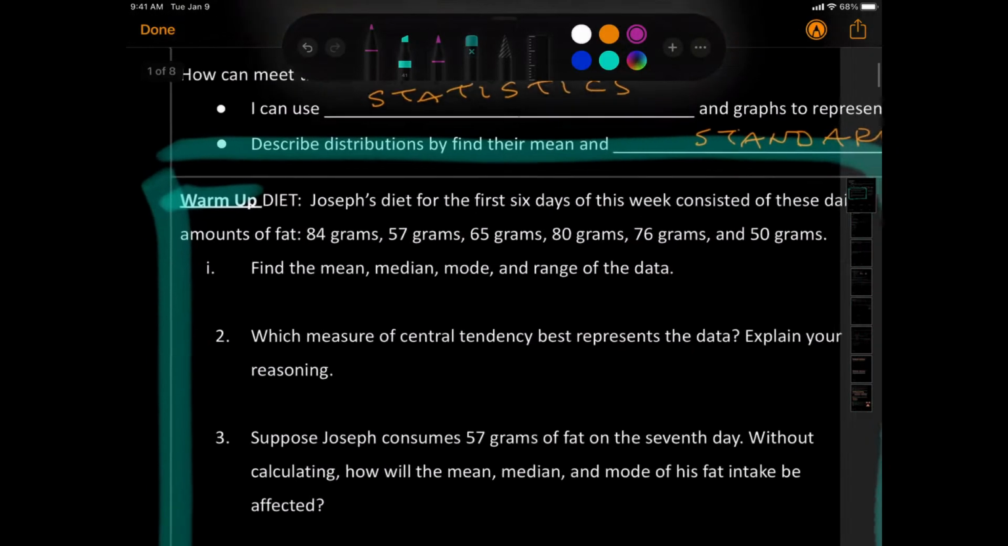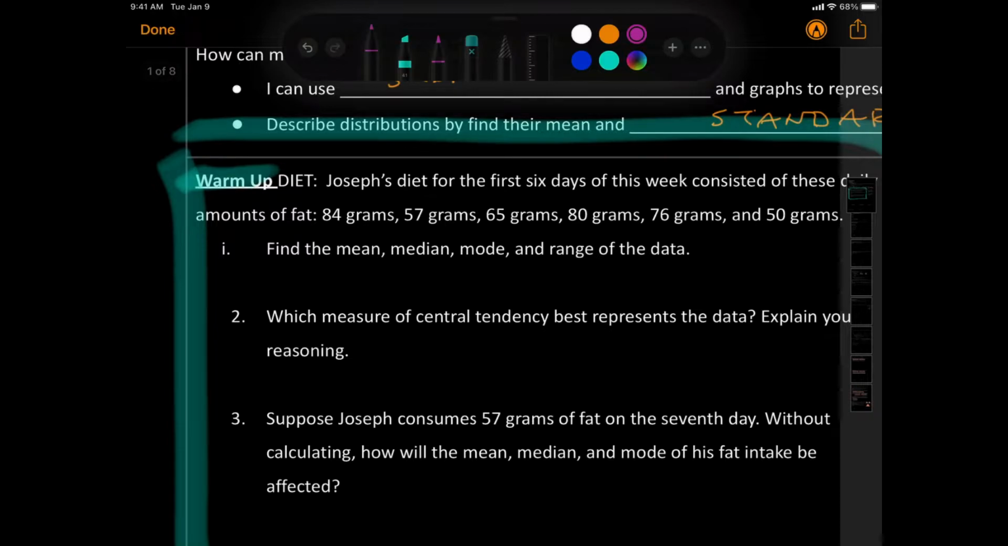So the first thing I'm going to do with this one is I'm going to put my data in order. So I have 50, 57, then notice I'm putting check marks to make sure I've already noticed the data: 65, 76, 80, and 84.